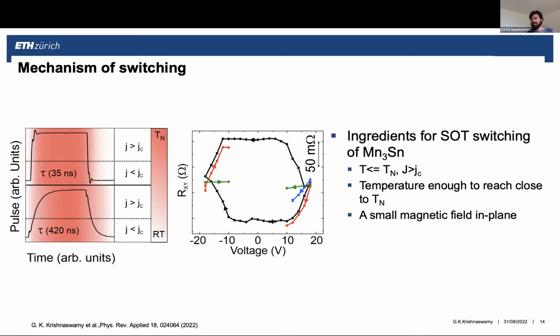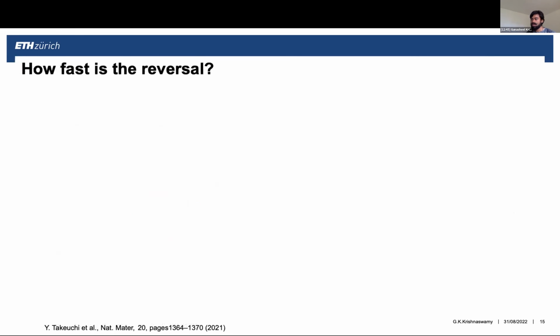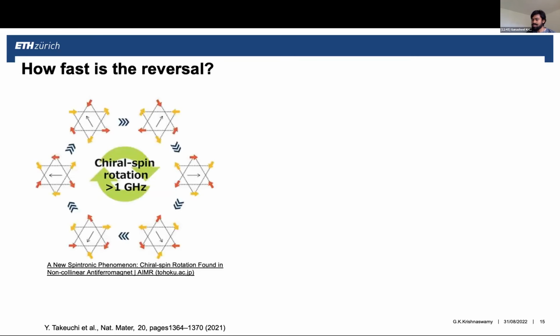Which means that you have a step-by-step switching where the critical current density for the different grains in the material depends on how quickly you can reach the Néel temperature of that particular grain, or blocking temperature for that particular grain. And the spin-orbit torque needs to be strong enough to exert an effective field to switch the antiferromagnet. So how fast is this reversal mechanism actually?